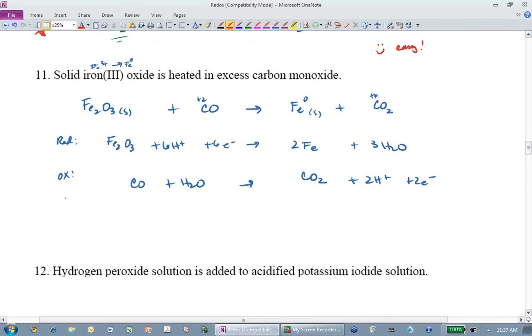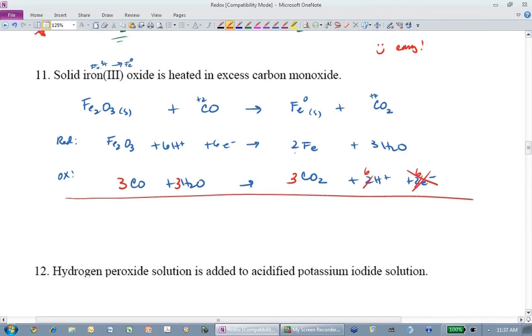Okay, so triple everything here so that I can get 6 electrons, so that I can cross them off. Alright, I got 6 H pluses on both sides. How convenient. I've got 3 waters on both sides. Doubly convenient. So I may have been able to do that by inspection.